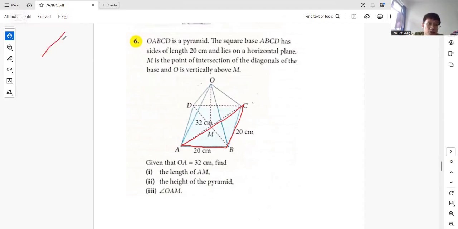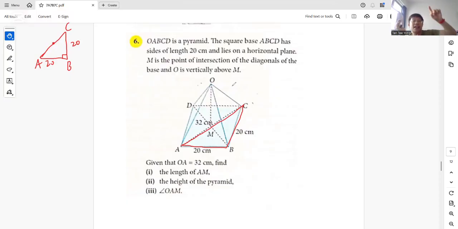So let's just draw it out. So like that. So A, C, and B. So this is 20, and then it's 90 over here because it's a right angle in a square, right? And then this is 20. So AC is the diagonal, right? So we can use Pythagoras theorem to find out AC. And we also know that M is actually the midpoint of AC because M is the intersection of the diagonals of the base. That means M is the midpoint of AC. M is also the midpoint of BD.